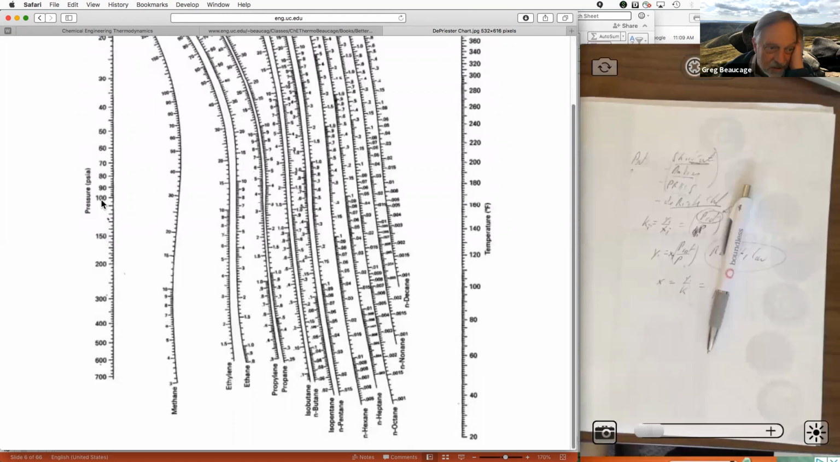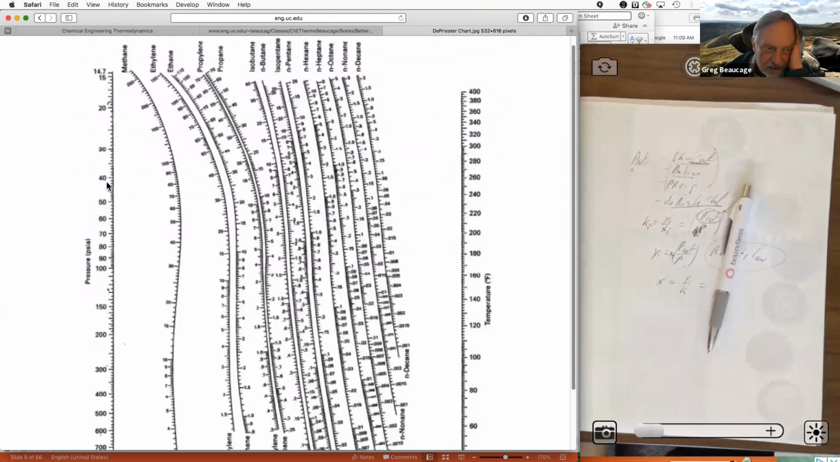So you have some pressure. This is in PSI, so you have to divide by 16.4, I think, to change this into bar. You have to convert PSI to whatever units you want to use. When you find your pressure, say it's 40 PSI, and your temperature, which is in Fahrenheit, say 200 Fahrenheit, just draw a straight line with a ruler from 40 to 200.